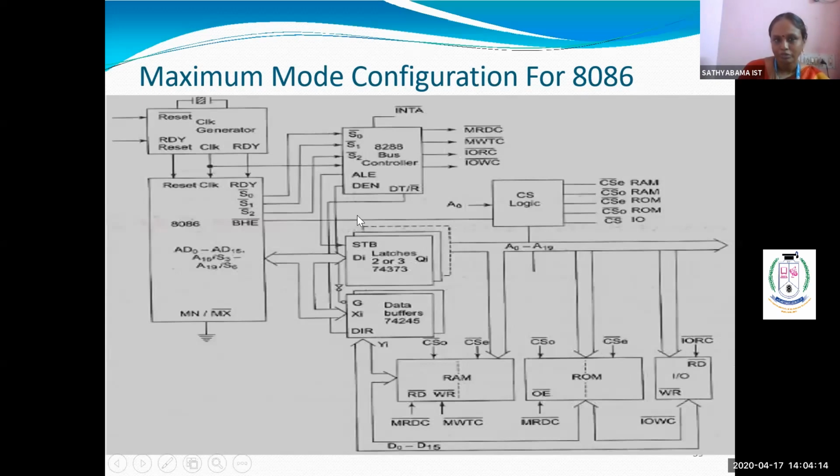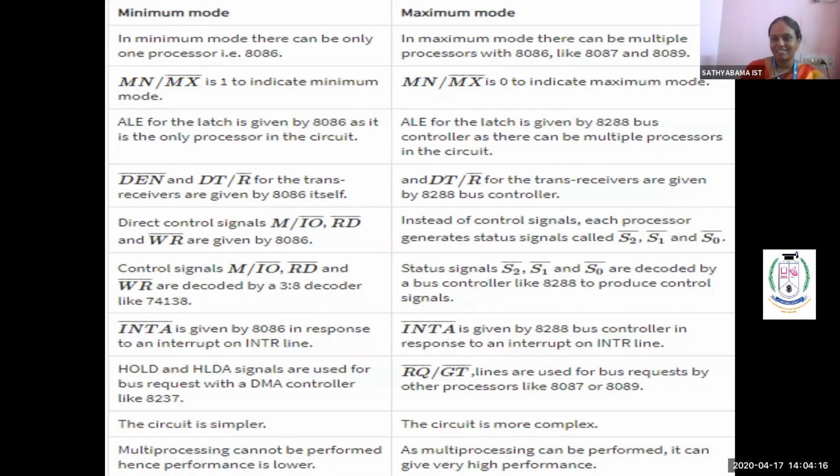Okay. So next, whatever we have seen till now, the difference between the minimum mode and maximum mode operation. I think minimum mode means, as I told you several times, it's a single processor mode. Maximum mode means it is a multiple processor mode. I told you 8087 is a mathematical processor which will be used, and 8089 is an IO processor which will be used, and then MN/MX bar. This pin will decide: 1 means minimum mode, 0 means maximum mode.